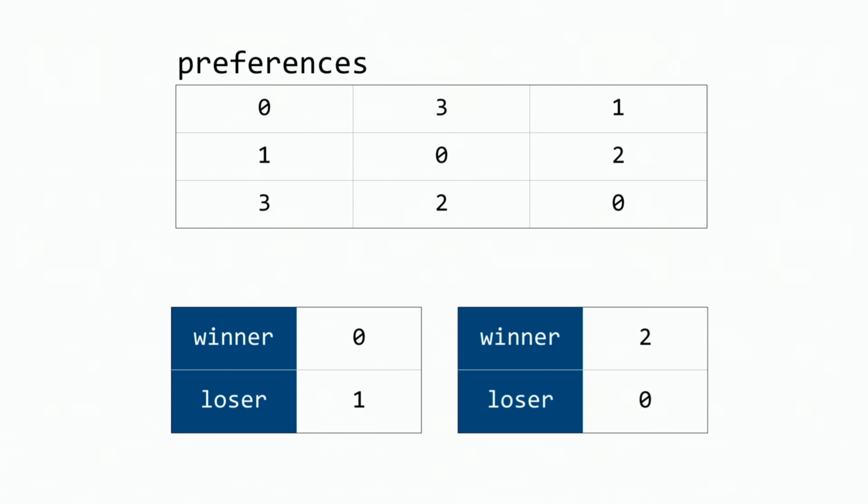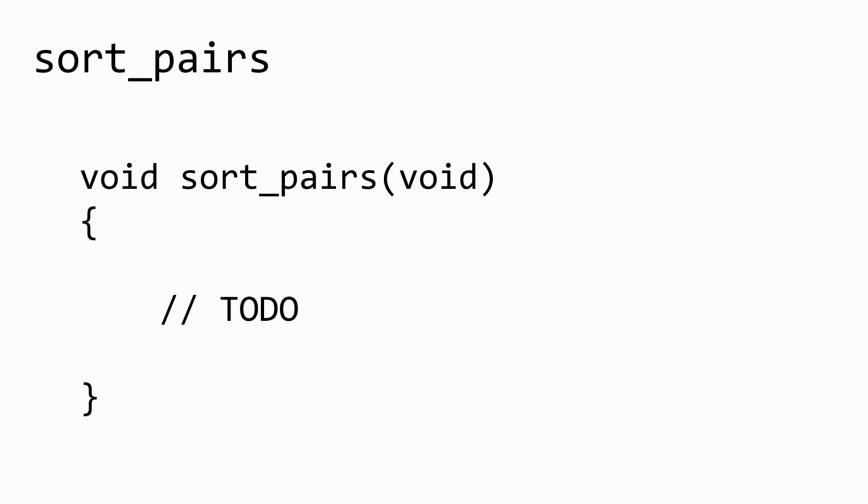After you've added the pairs to the pairs array, the next step is going to be to sort them. Recall that the Tideman algorithm is going to go through the pairs in order of decreasing strength of victory, starting with the strongest victory and then moving on in decreasing order. So your job in the sort_pairs function is going to be to take the pairs array and sort it by decreasing strength of victory, where we define strength of victory to mean how many people prefer the winner in that pair between the winner and the loser. You can use any sorting algorithm you wish, but try to be as efficient as you can.